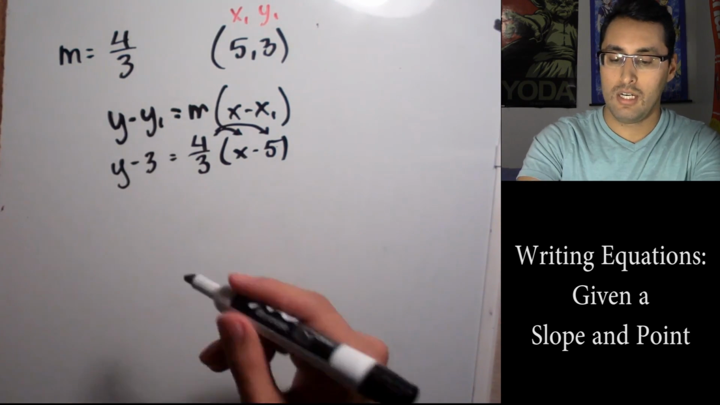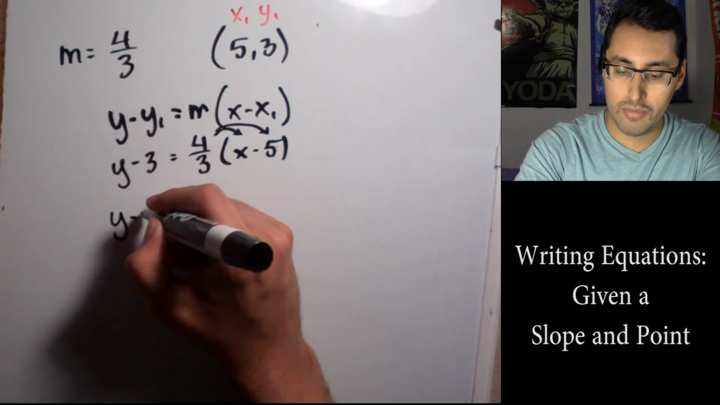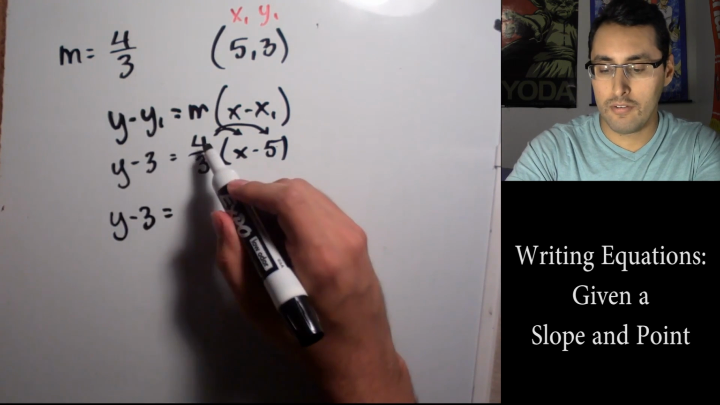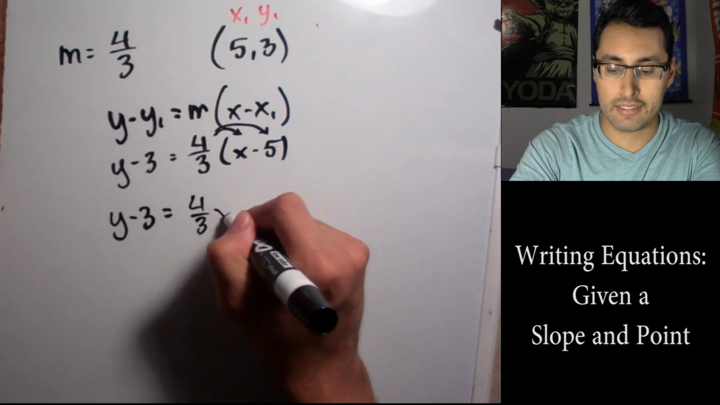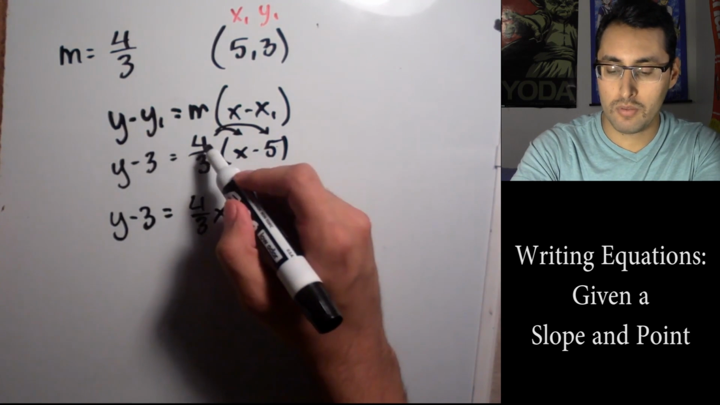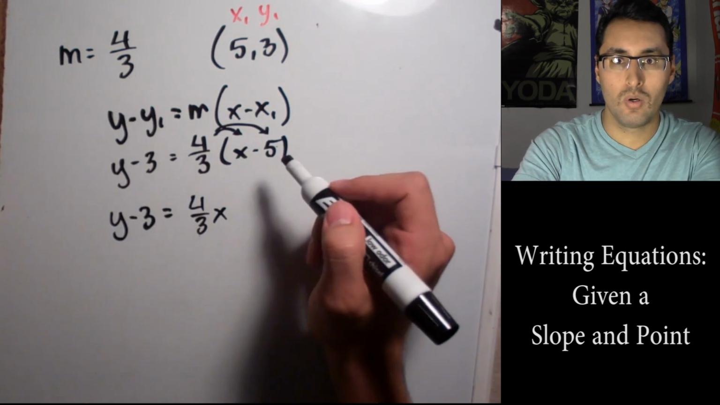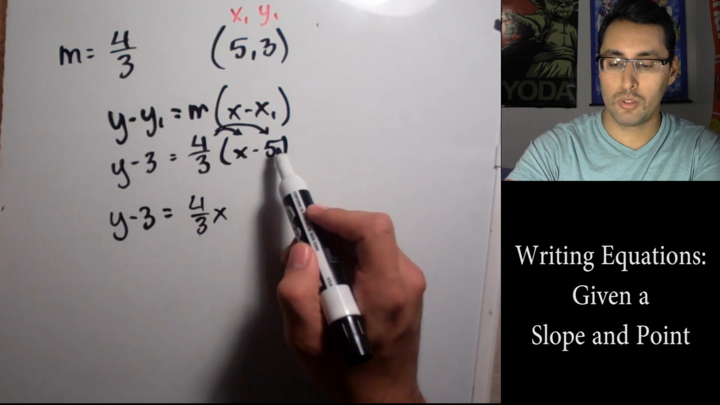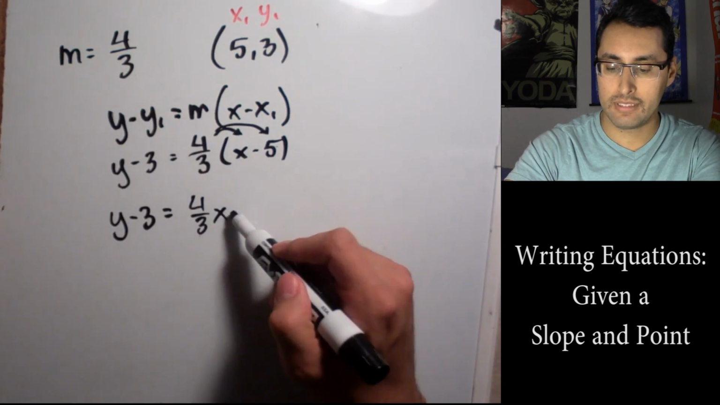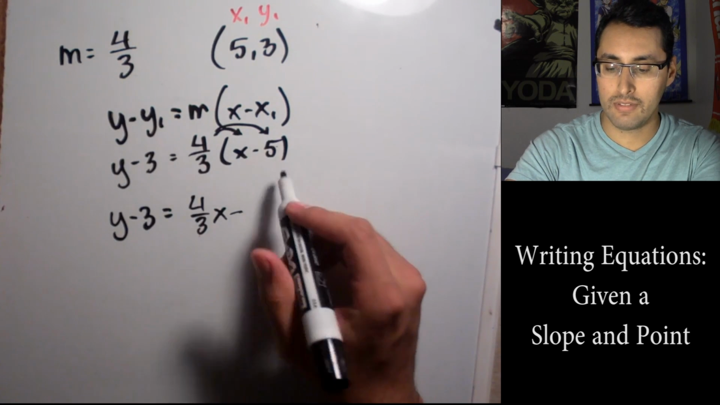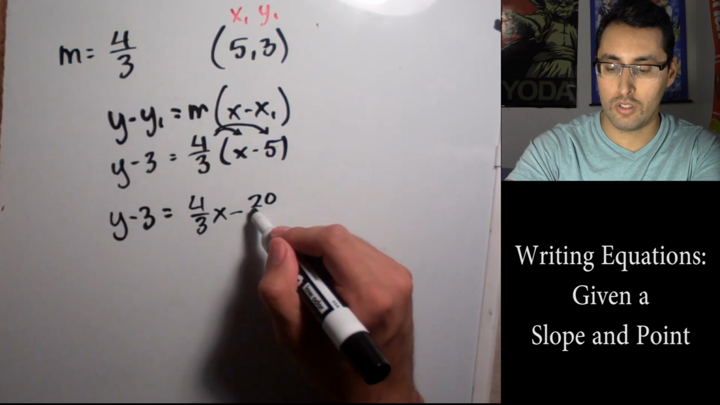So with this, I'm going to rewrite the left-hand side, y minus 3. And 4 over 3 x is just that, 4 over 3 x. And 4 over 3 times a negative 5. Well, like we said, you just multiply that number times the numerator. So positive times the negative is a negative. 4 times 5 is 20. I'm going to put 20 over 3.